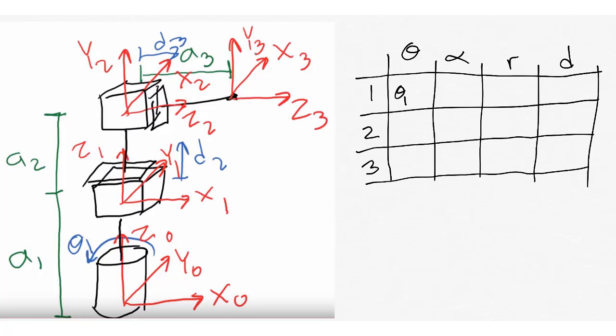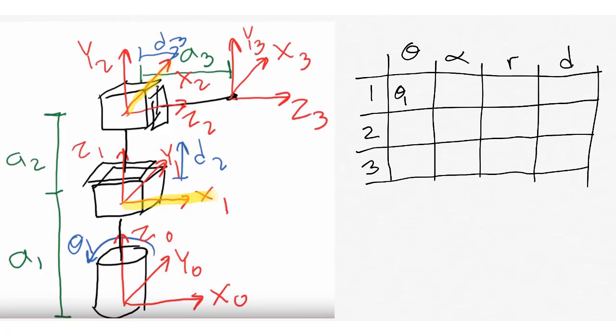Now, theta for row 2. Here I'll be looking at frame 1 and frame 2. Because the second joint is a prismatic joint, we don't have any theta variable due to the joint variable. I only have to take a look at the two x-axes. x1 is pointing to the right, and x2 is pointing into the page.